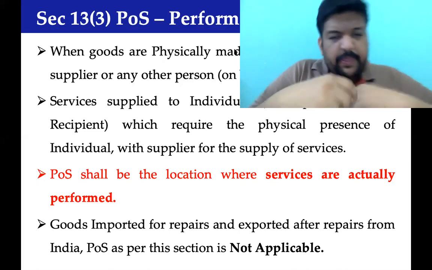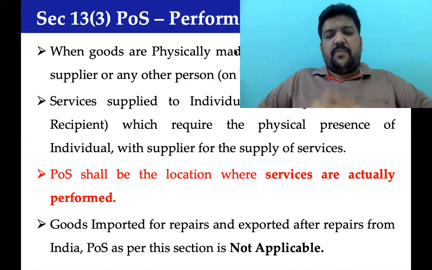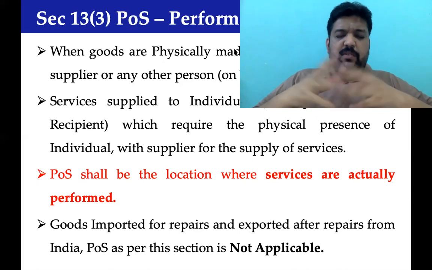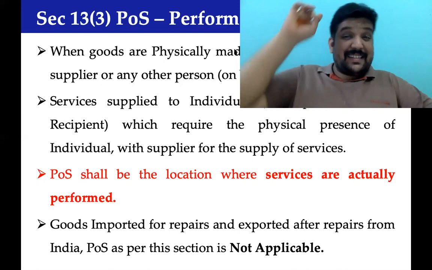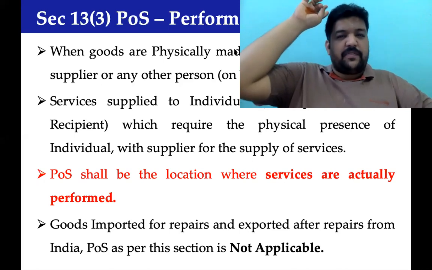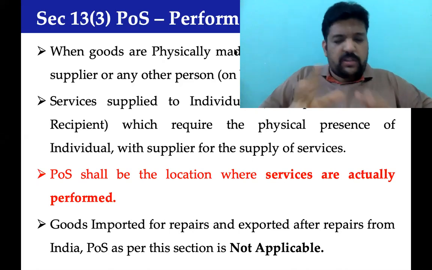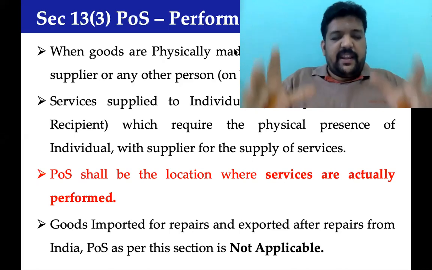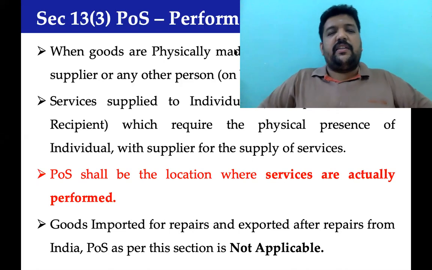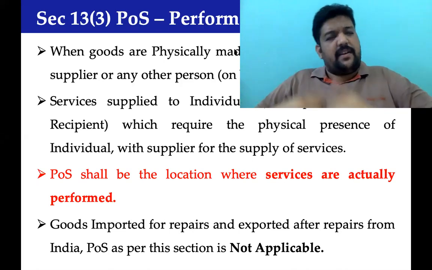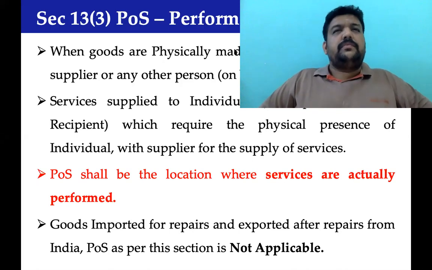Now, where the recipient of the goods makes the goods available to the supplier of service, supplier of service is the Chinese fellow. His representative is in India to do some work. The place where the machine is installed, that will become place of supply. I mean, where the machine is going to be installed, that will become place of supply.